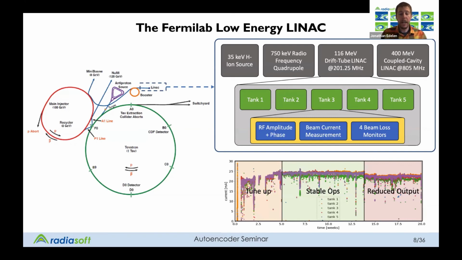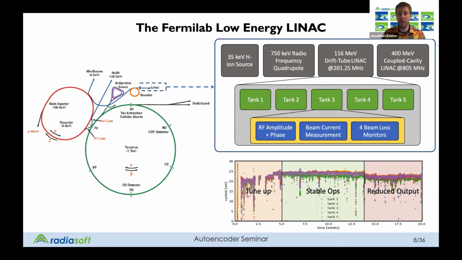We looked at archive data over a 20-week run period starting in the fall of last year and going until the spring of this year. This is broken down into 3 operational periods. There's a tune-up period where the machine is just turning back on after a shutdown, and a lot of parameters are changing. You can see on the lower right here, during the tune-up region, there are large sections where there's no beam.